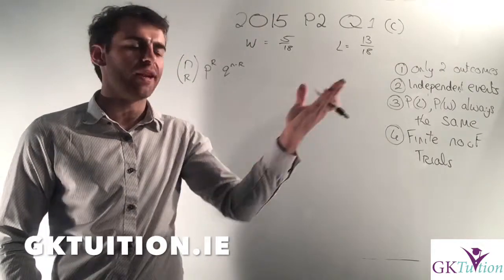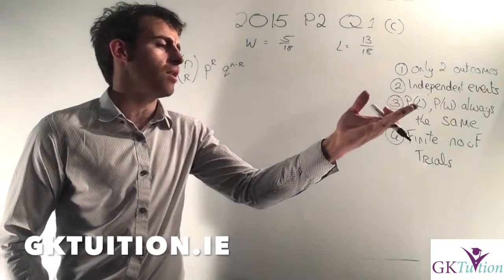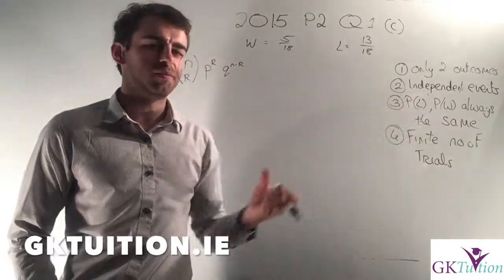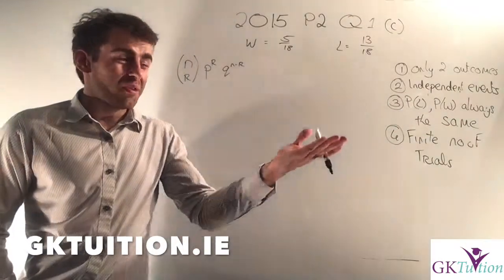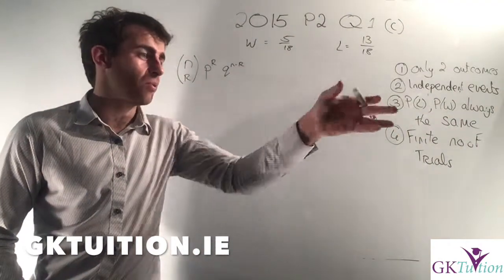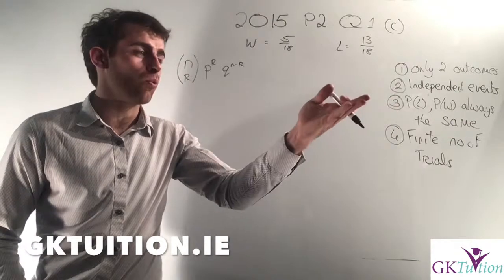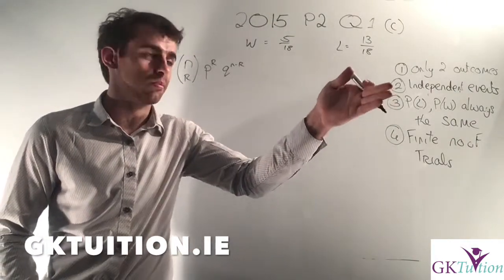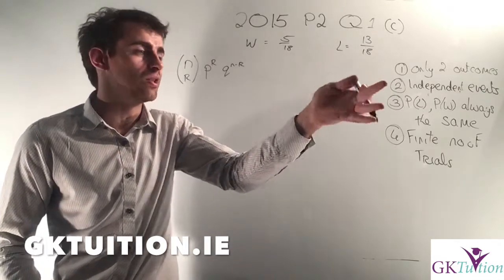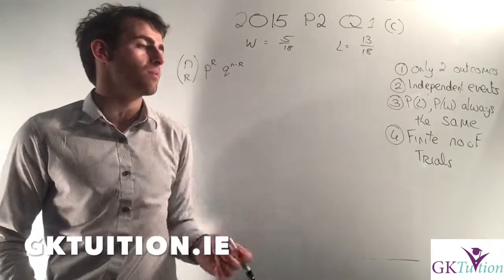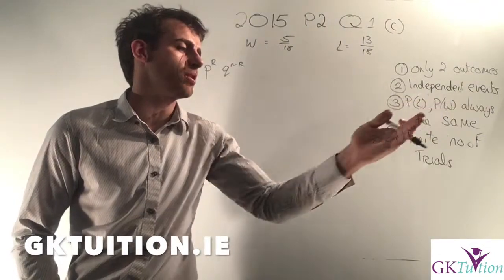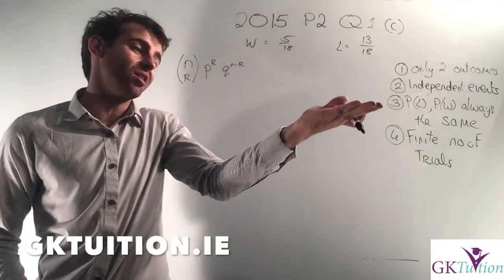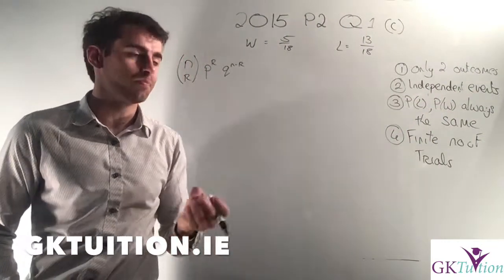So there are independent events. The probability of a loss and the probability of a win will always be the same. Now, to be honest, 2 and 3 are pretty much a different way of saying the same thing. But in the Leaving Cert, they always distinguish them. So in the marking schemes, you can use these as two different reasons. So the probability of a loss and the probability of a win are always the same, which essentially is the same thing as independent events.